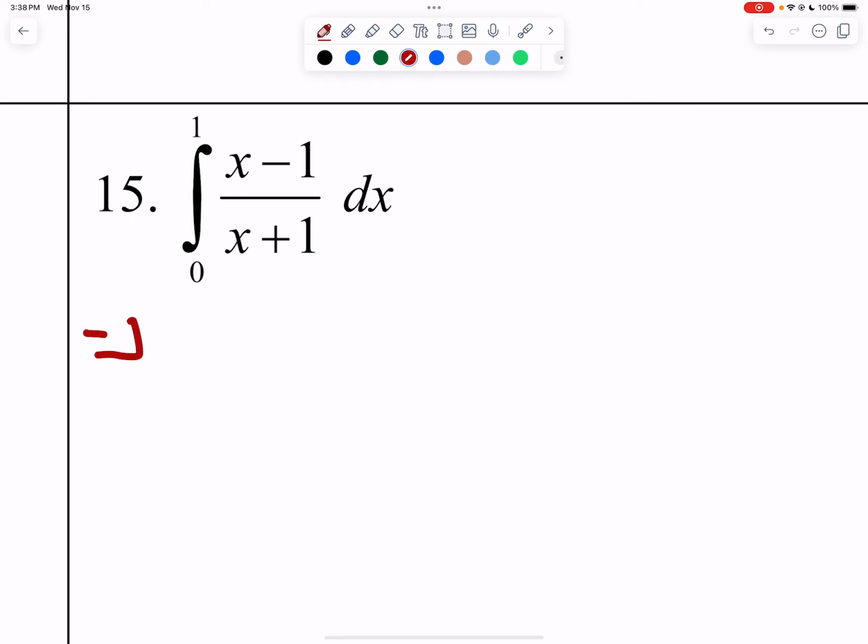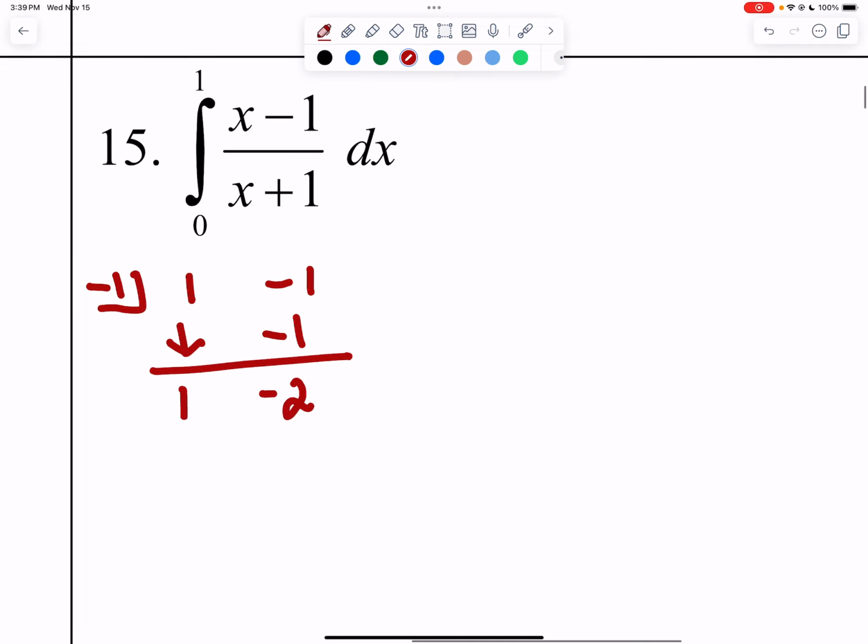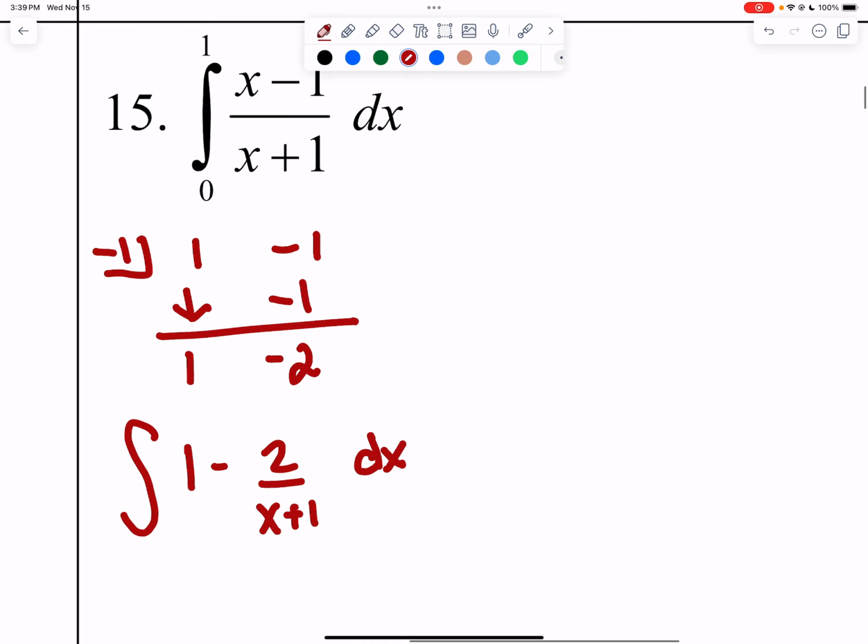So, once again, I'm going to use synthetic division. If you want to use long division, fine. I don't care. If it works for you, then it works for you. So then my quotient is just going to be 1 minus 2 over x plus 1. And remember that we're still taking the integral from 0 to 1.